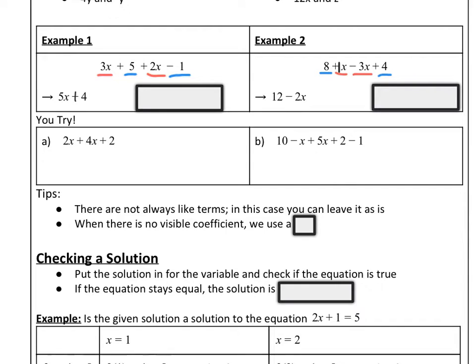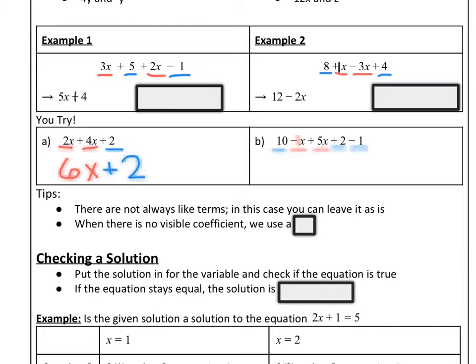All right, looking at problem A, it looks like we have like terms of 2x and 4x. 2x plus 4x is going to be 6x. And then this term of 2, which does not have another term to combine, we would just leave as plus 2. So that becomes 6x plus 2.